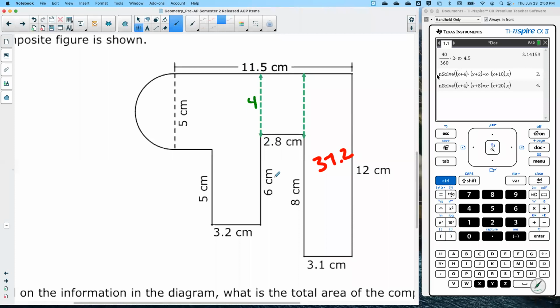So 4 times 12. No, that wouldn't be right. This is 12 all the way down here. No, it's talking about this. Which one? All right, what's 4 times 2.8? 4 times 2.8. That's 11.2. Okay, next section. Let's go on to area here.